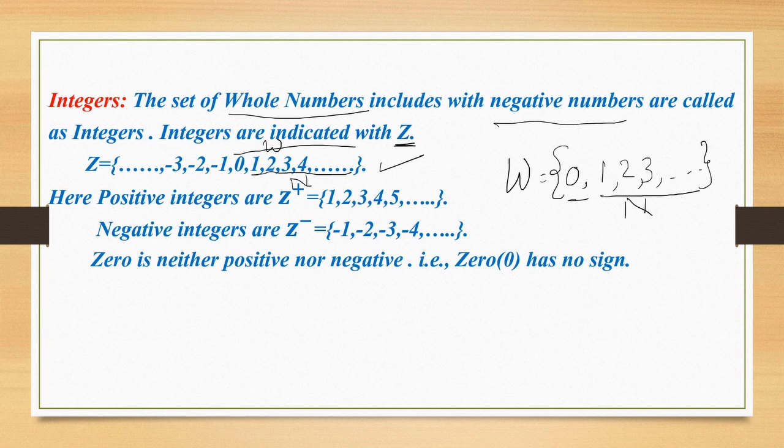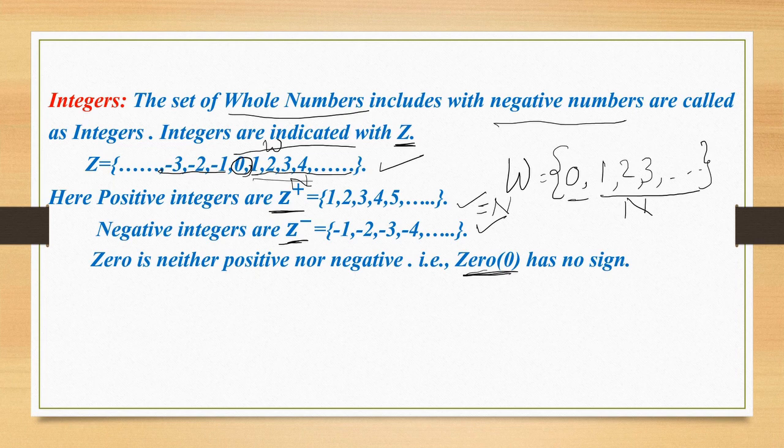In this integer set, we divide the integers into three parts: positive integers, negative integers, and the number 0. Positive integers start from 1, 2, 3, 4, and so on, which is equal to the natural number set. The set of natural numbers is nothing but the positive integer set. The positive integer set is denoted by Z plus, and the negative integer set is Z minus, which is equal to minus 1, minus 2, minus 3, minus 4, and so on.